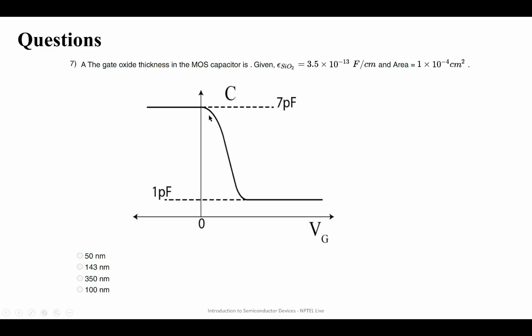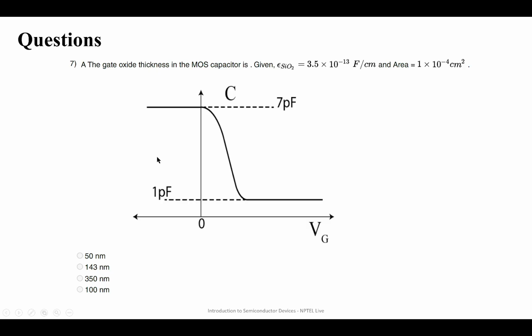You are given this CV curve where the maximum capacitance is 7 picofarad and the minimum capacitance is 1 picofarad. You are given epsilon SiO2 is 3.5 into 10 to the power minus 13 farad per centimeter, and the area of the MOS capacitor is 1 into 10 to the power minus 4 centimeter square. You have to calculate the gate oxide thickness. The options are 50 nanometer, 143 nanometer, 350 nanometer, and 100 nanometer.